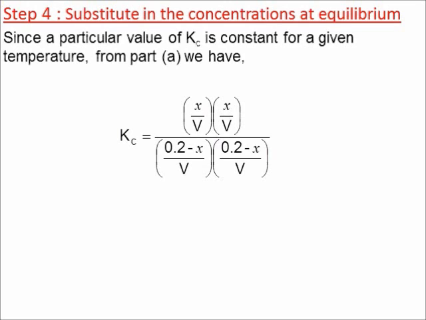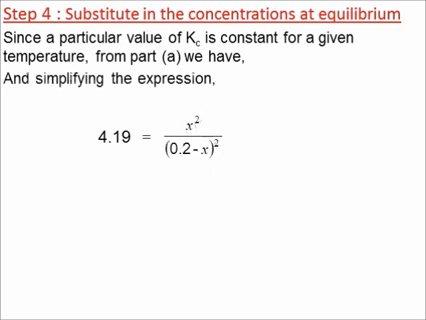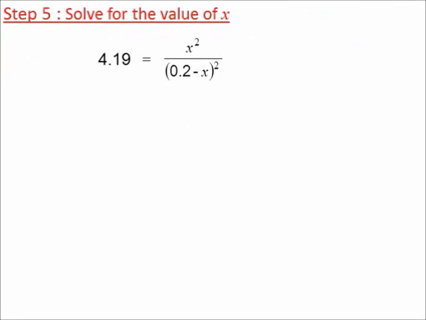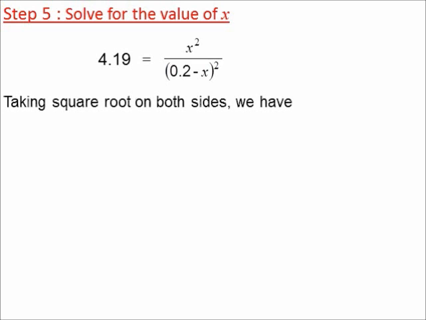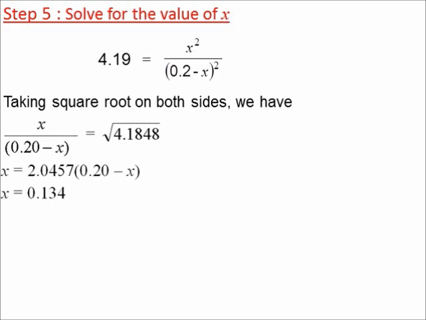Since a particular value of Kc is constant for a given temperature, and we are using the same temperature as before, the value of Kc is 4.19. We further simplify the right-hand side of the equation. Proceed to solve for the value of x. If we expand, we would arrive at a quadratic equation, which you could solve by using your scientific calculator or by the formula method. Fortunately, we could take the square root on both sides of the equation and obtain two possible values for x.